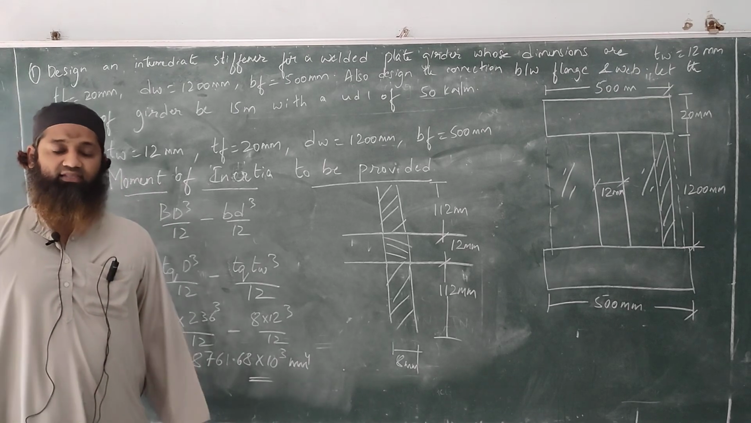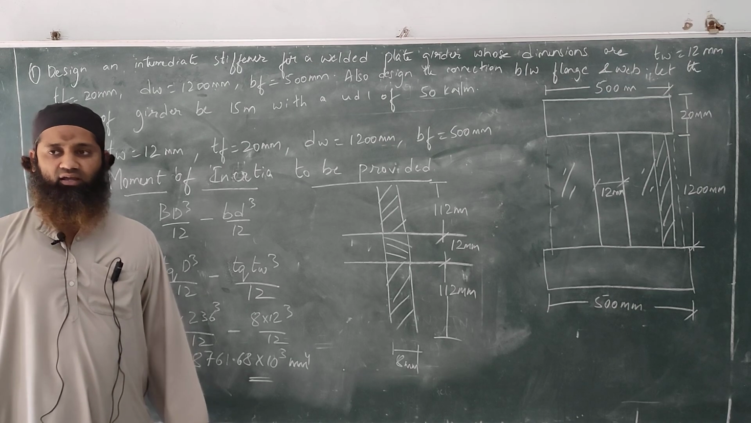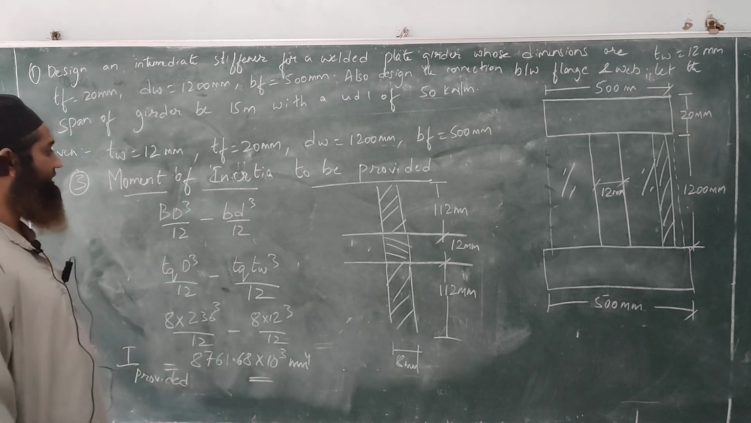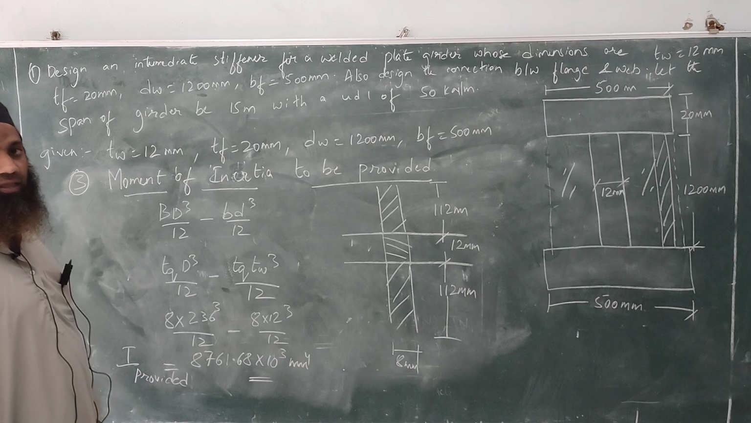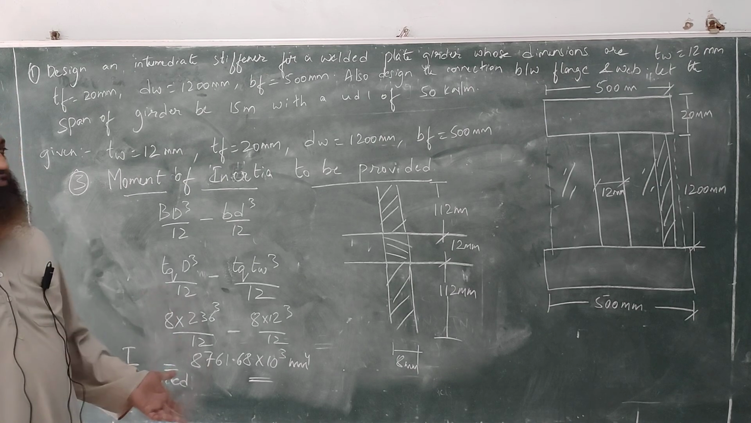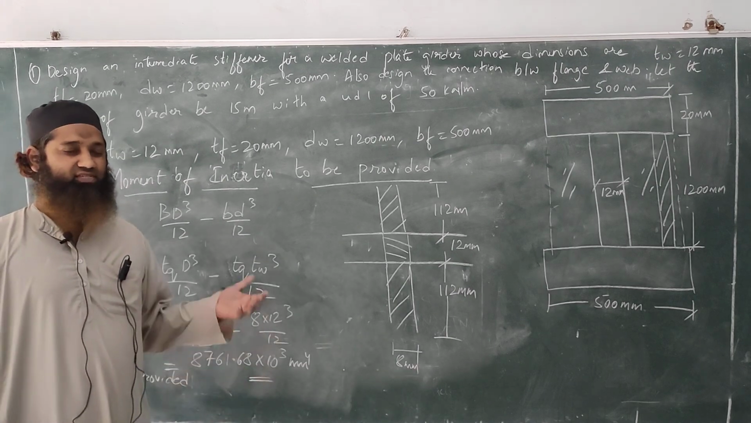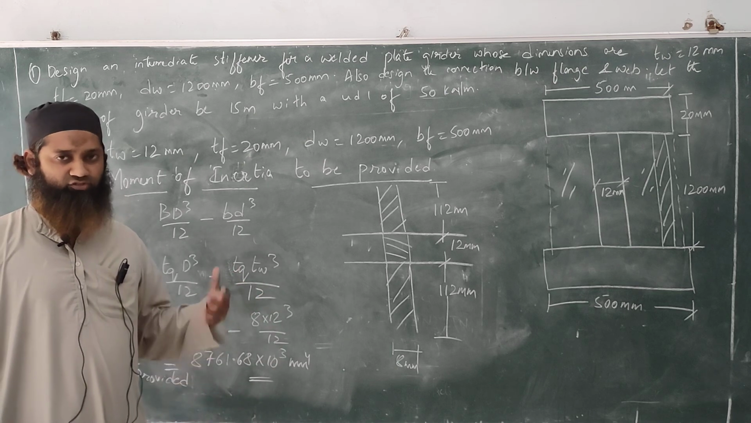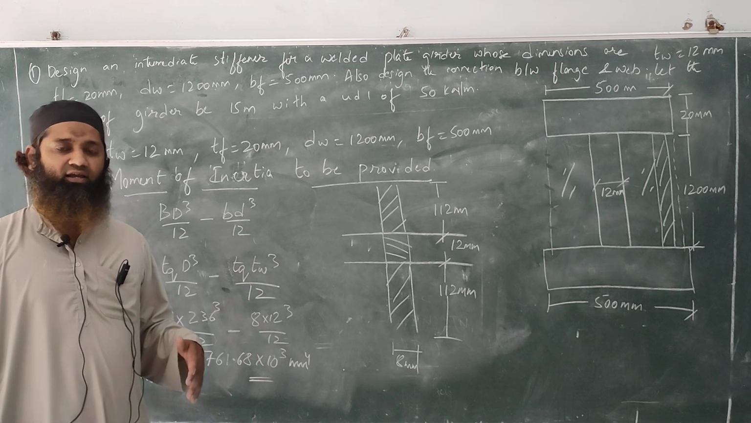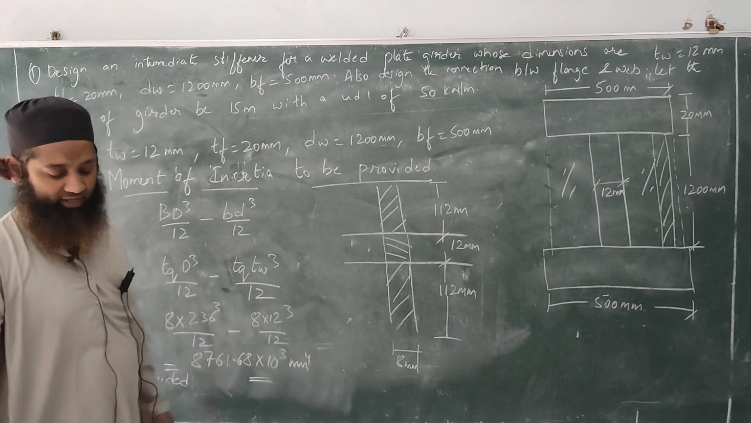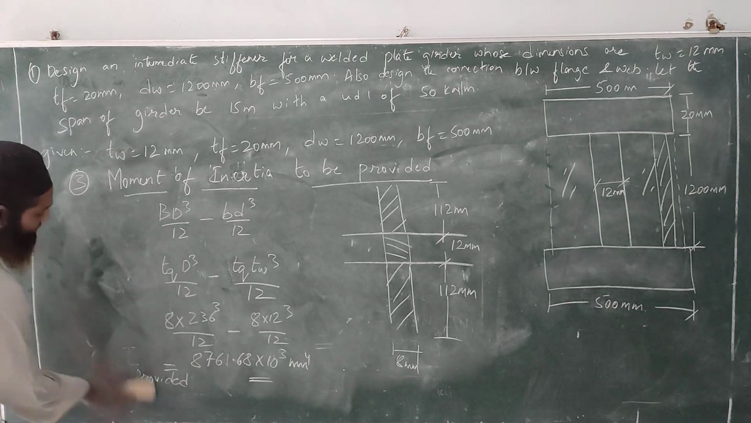Let us check that with the moment of inertia calculated. If this moment of inertia provided is greater than the moment of inertia calculated, then most probably the section will come into the safe limits. If it doesn't, then we'll have to change the moment of inertia and provide the moment of inertia that we are calculating here. Let us check that here, moment of inertia calculated.